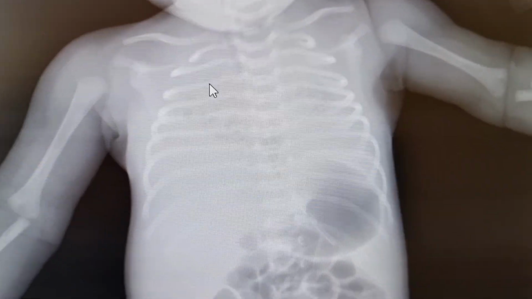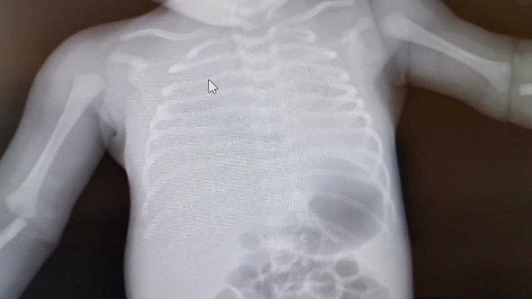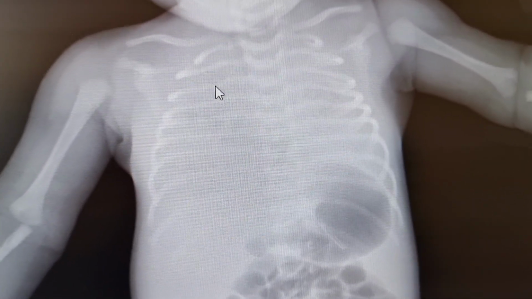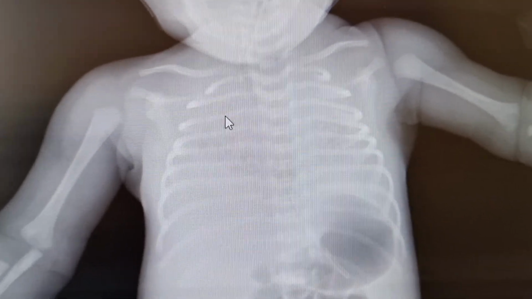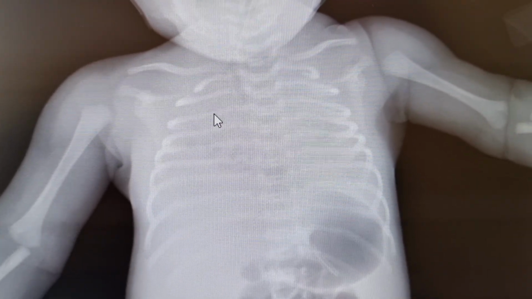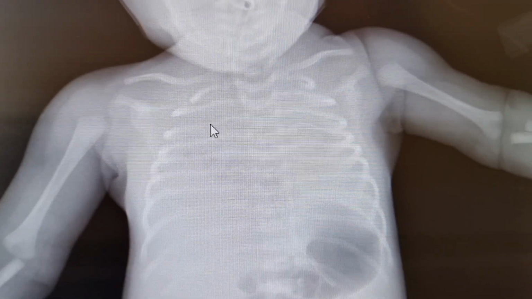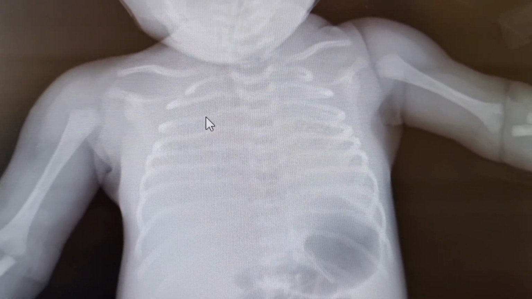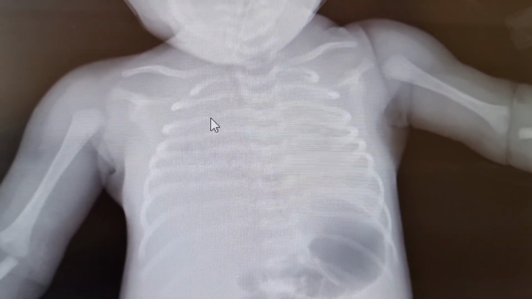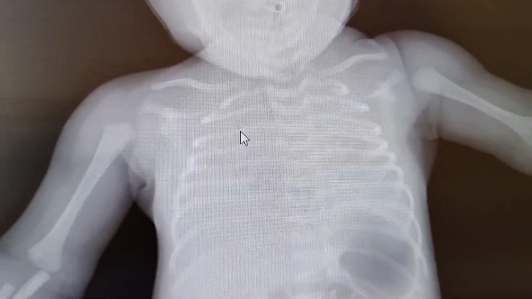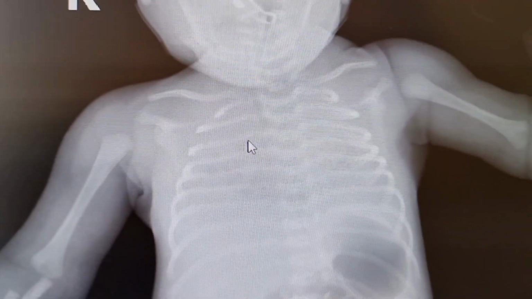Donald Trump. D, diaphragmatic hernia. T, TTN, total anomalous pulmonary venous drainage. R, RDS. U, aspiration pneumonia. M, meconium aspiration. P, pulmonary hypoplasia, pneumonia, pulmonary edema, pleural effusion. These are the causes. How do we differentiate between all these causes?